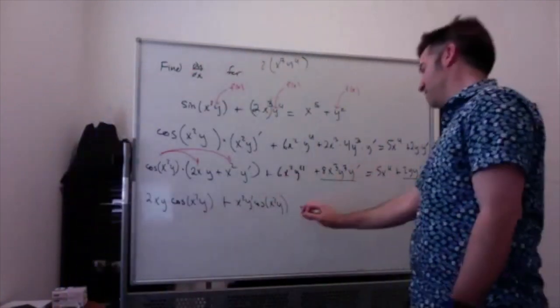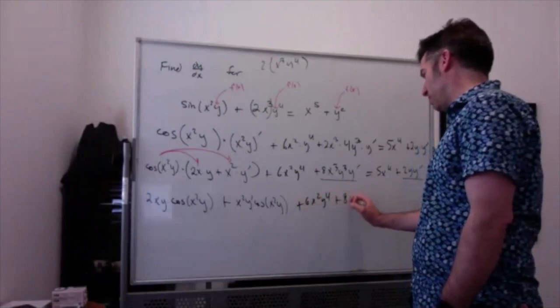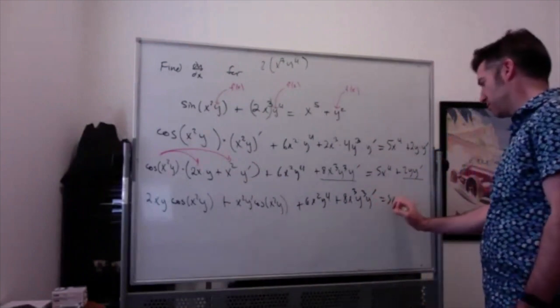Plus all the rest of the stuff. 6x squared y to the fourth. Jeez, why did I come up with such a long problem? Sorry.